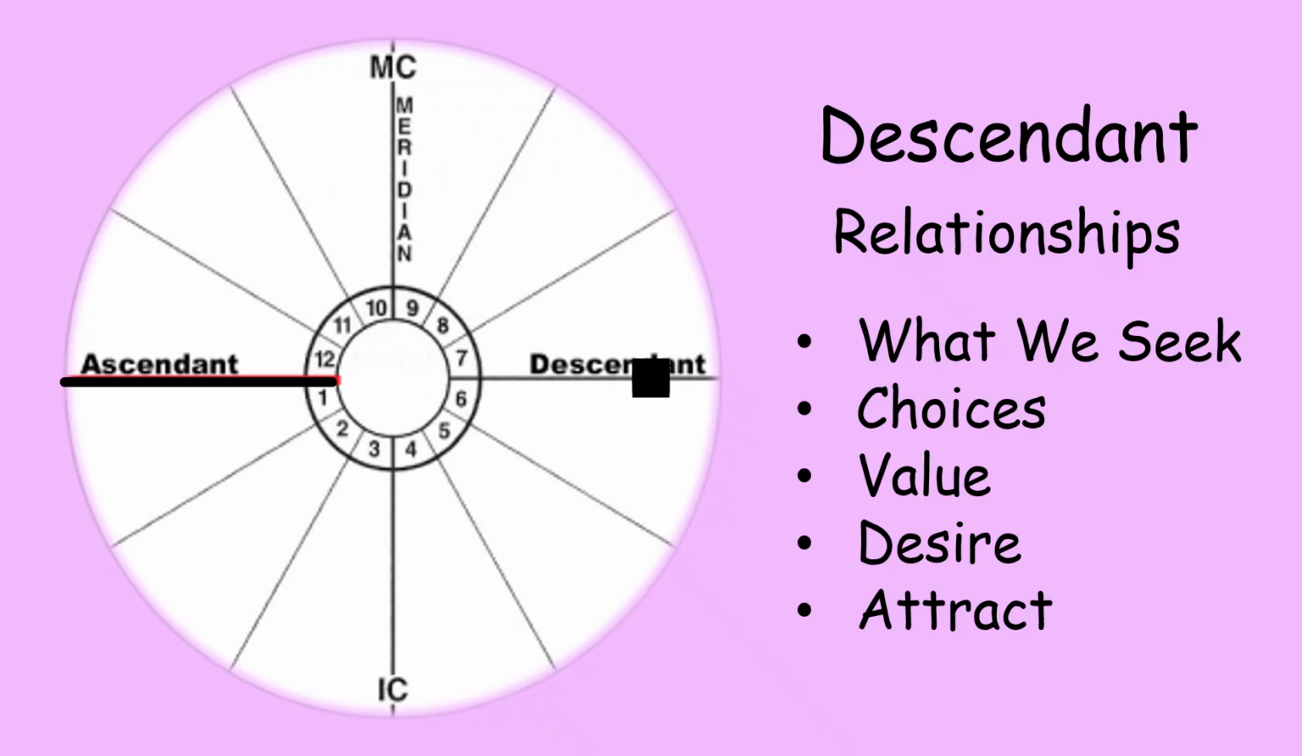The descendant gives us insight into what we seek in relationships, how we make our choices, what we value in relating with others, and what sort of people we tend to attract within relationships.